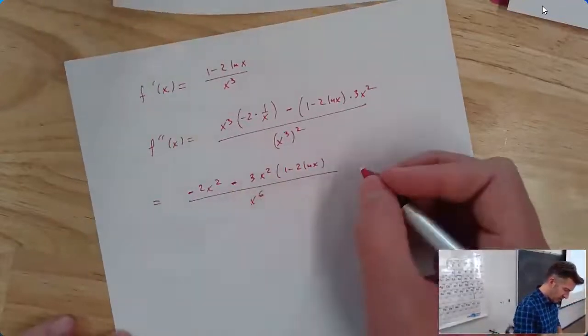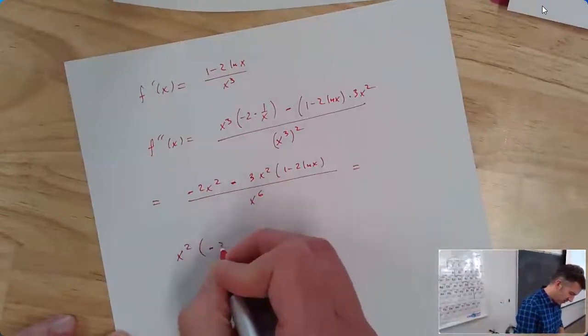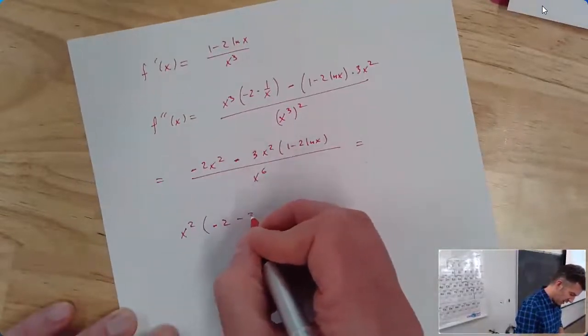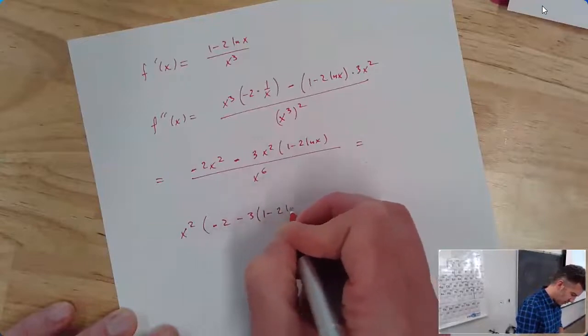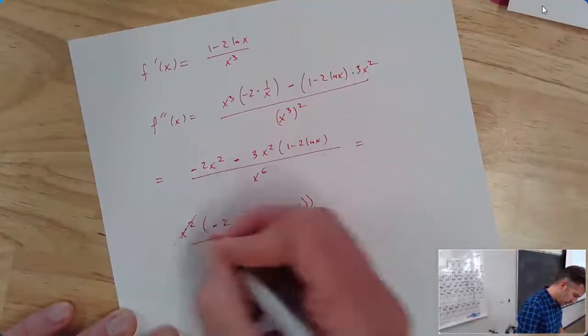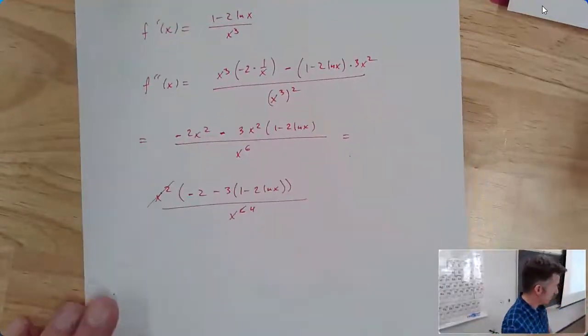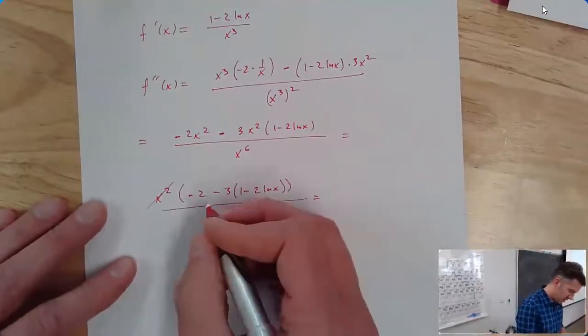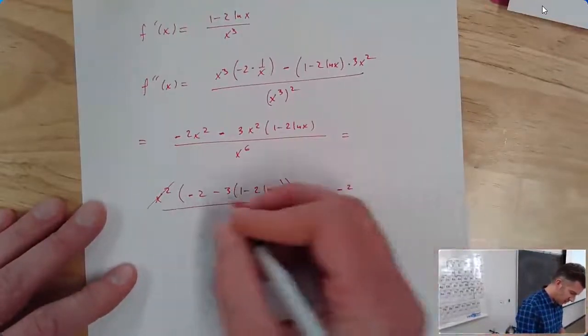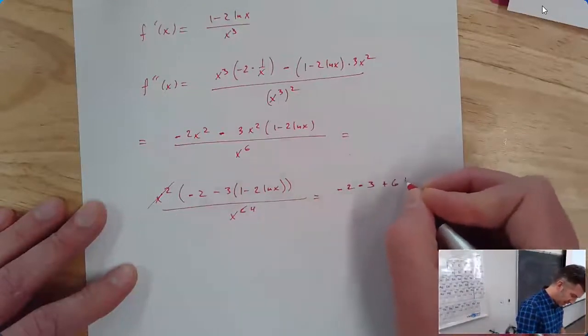I can factor out an x squared. I'm left with a -2 times a -3 times 1 minus 2 natural log of x. Cancel, cancel. Again, we're seeing that same thing happening, right? Where you end up with a 1 bigger power in the denominator. And simplifying the top, I've got -2 minus 3 plus 6 natural log of x.